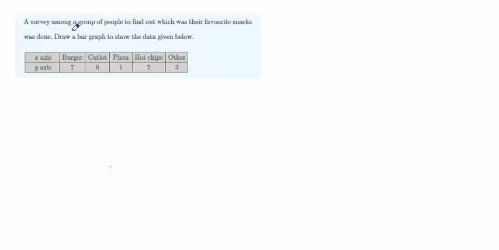Interpreting means understanding. In this video, we are going to learn how to read and understand data presented in a graph and thereby come to meaningful conclusions. A survey among a group of people to find out which was their favorite snacks was done. Let's see how a bar graph for this data would look like.